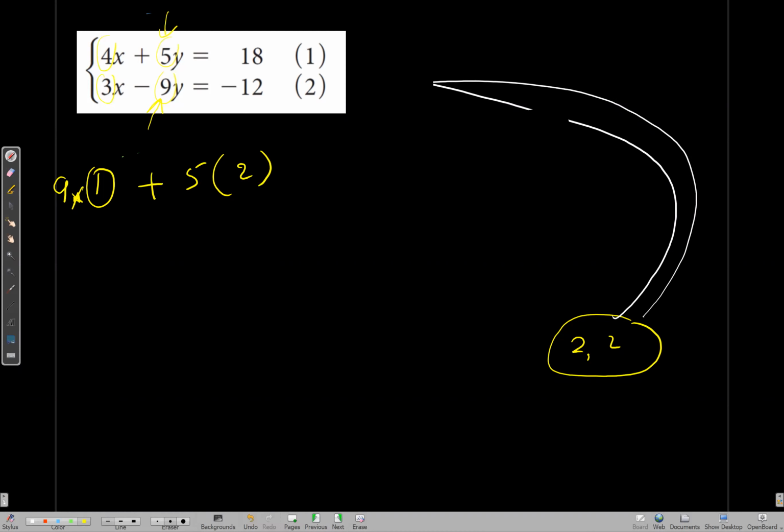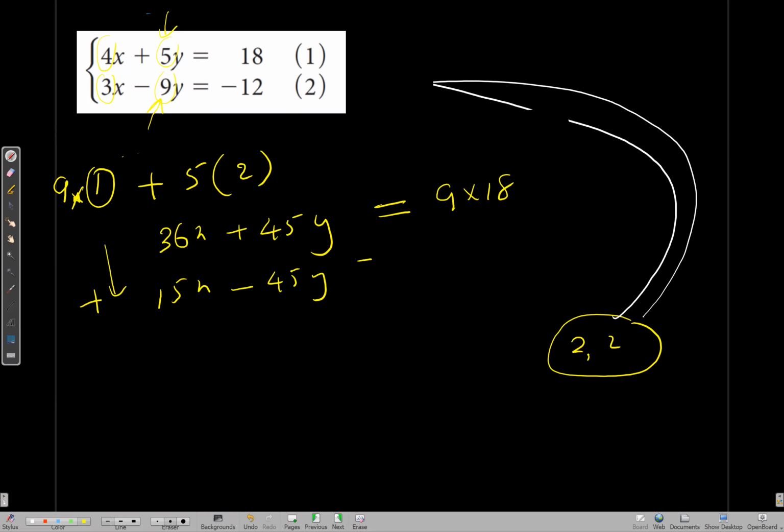So 9 times 1, so 9 into 4, 36x plus 45y, and 9 times 18. Let me write it like that. And then the second one, 5 times, so 15x. So I'm adding these two: 15x minus 45y equals 5 times negative 60. Now when you add, see, these will cancel. Yes, you can skip this step and do it in your mind if you are comfortable enough.